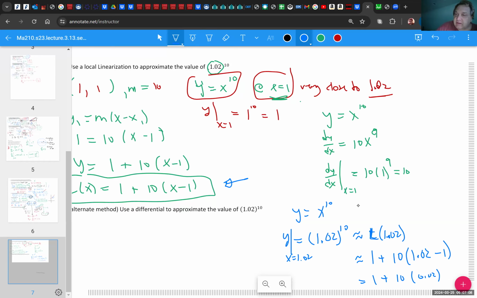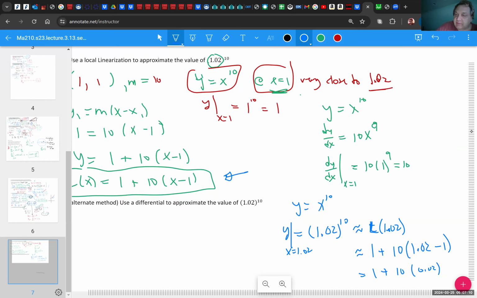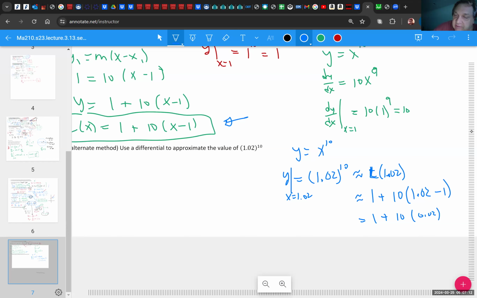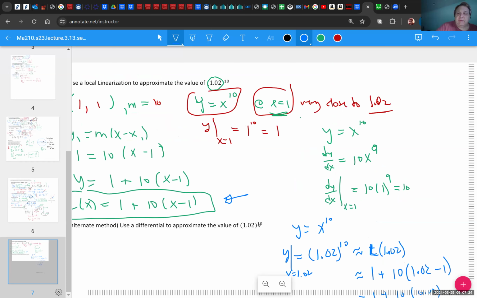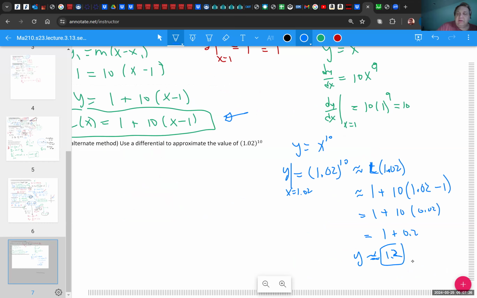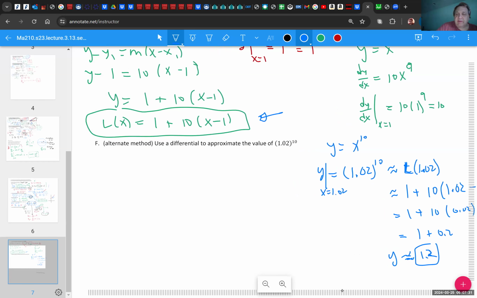I guess you can do this with a calculator faster, but I'm just writing it out because I'm too lazy to grab a calculator. This is 1 plus 0.2, which is 1.2. So the y value is approximately 1.2. When you plug 1.02 into x to the 10th, you're going to get approximately 1.2. And you can use a calculator to check how close that approximation is. So that's local linearization to approximate the value they're asking.